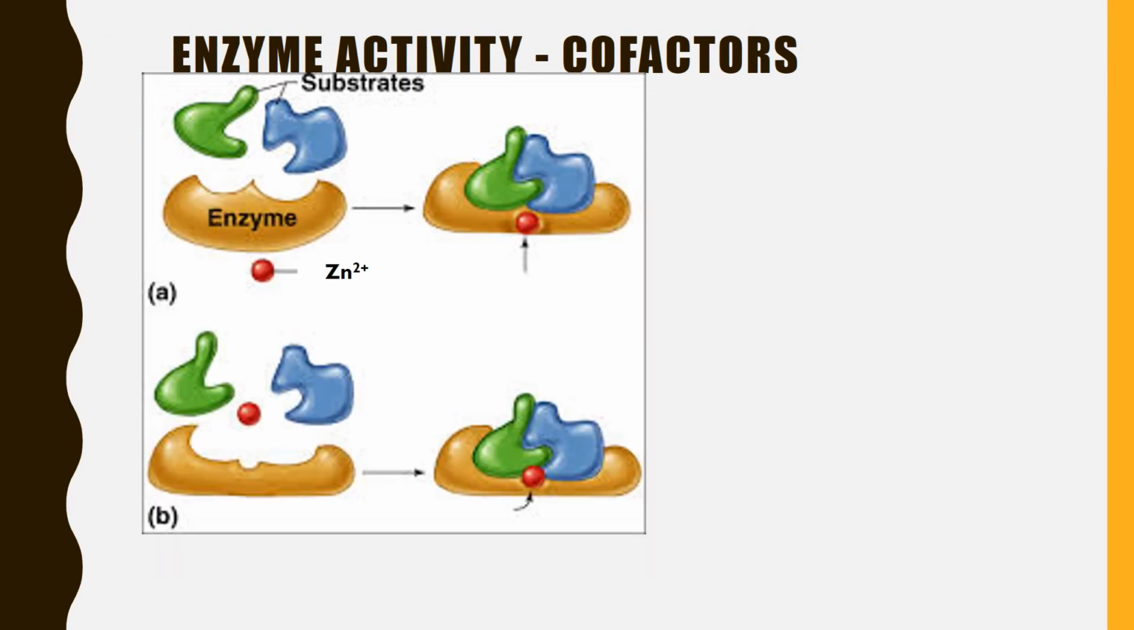Cofactors are typically metal ions such as calcium, magnesium, manganese, copper, and zinc that also help to form the active site through a conformational change of the enzyme or help in enzyme substrate binding. So here in this example, zinc is going to bind with that enzyme, and that's going to allow then for the substrates to form and bind at the active site to yield their different products.